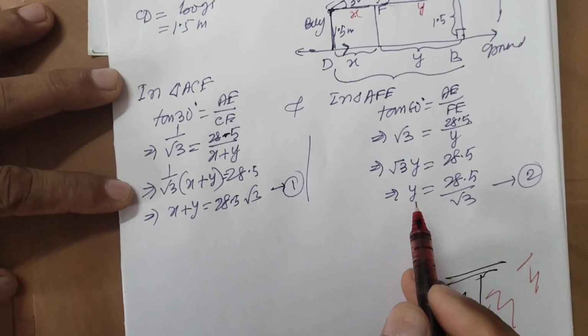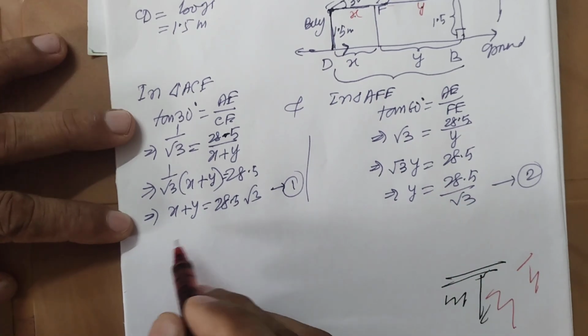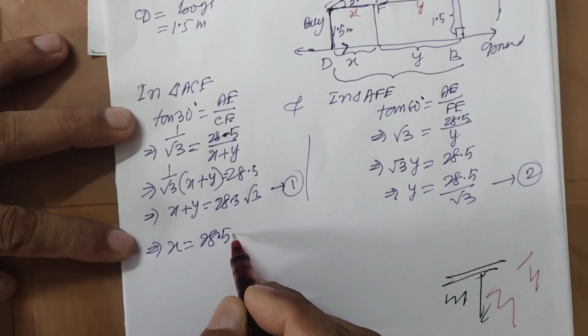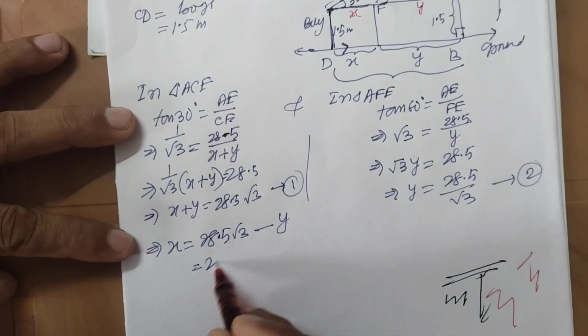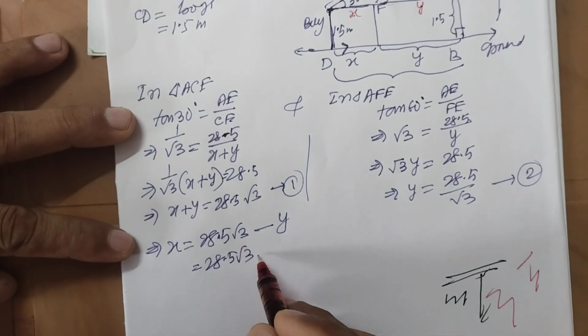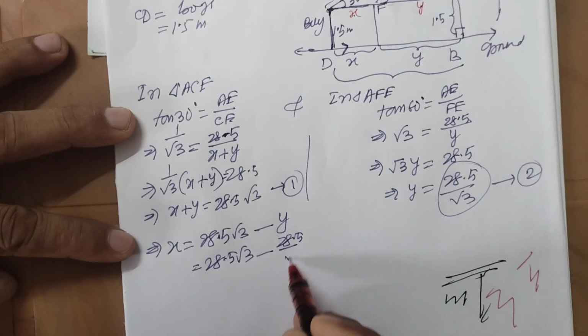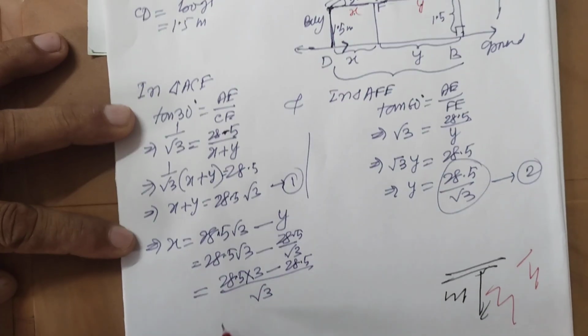Now y we do not need, we have to find x. So this y we can substitute in equation 1, and we will get the value of x. So x is equal to 28.5 root 3. Taking y to the other side, it will be minus y, so 28.5 root 3 minus y. We substitute the value: 28.5 by root 3, then take LCM. Root 3 into root 3 will be 3, so 28.5 into 3 minus 28.5.